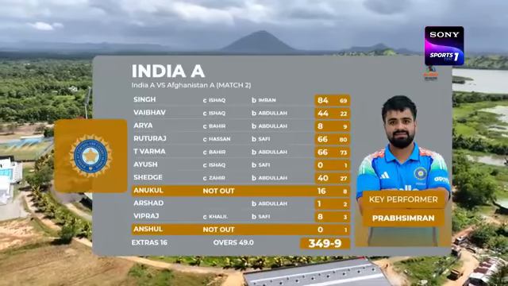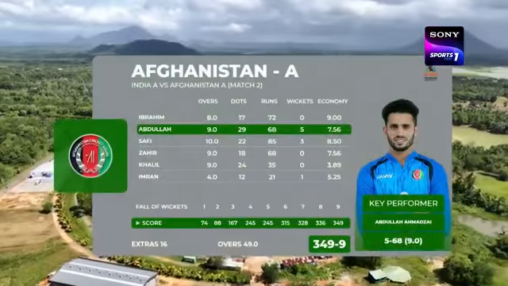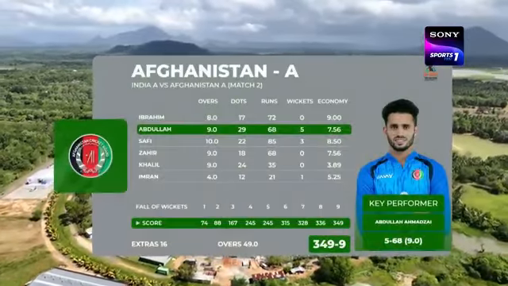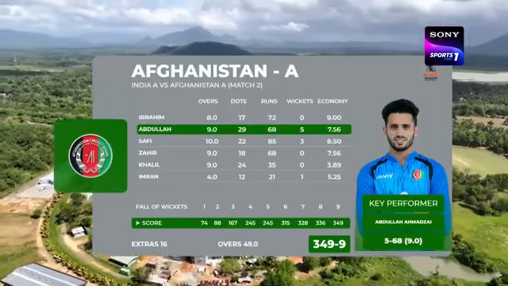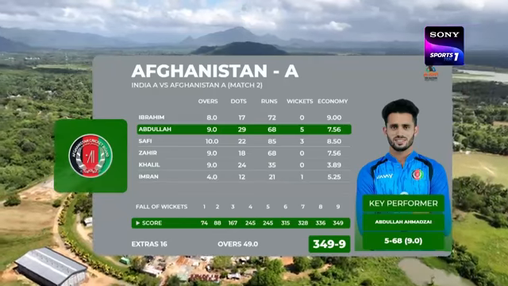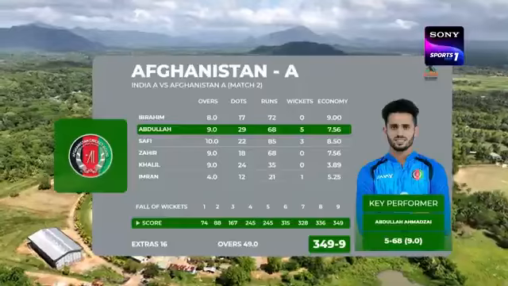India A finished on 349 for 9 in their 49 overs. So 5 wickets for Abdullah in his 9 overs. Just 68 runs. He's rather expensive in the context of the game. In that middle frame, they managed to control the game alongside the deputy and the skipper.